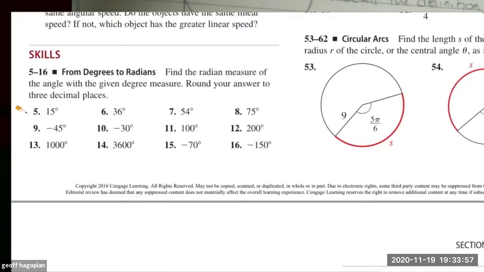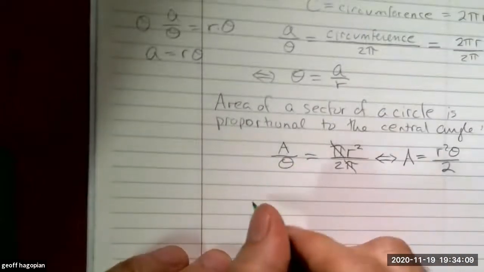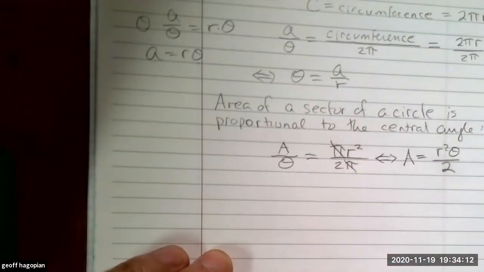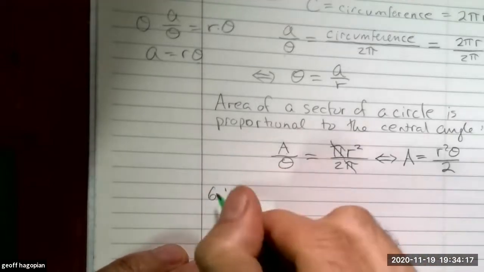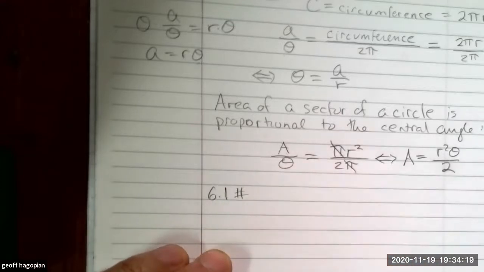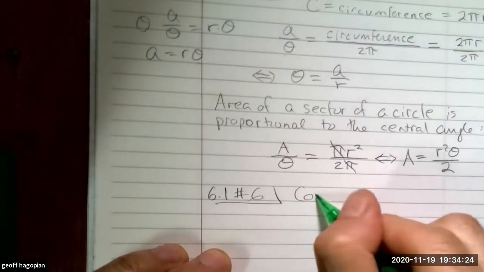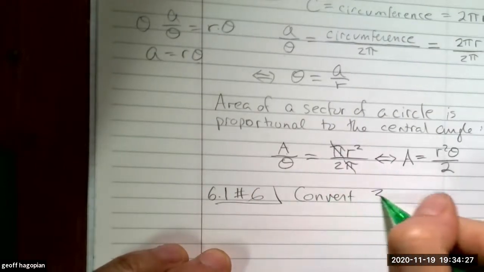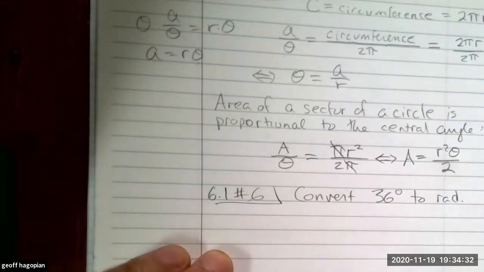Okay, convert from degrees to radians. So should we try a few of these? I like 36. 36 is a cool one. Let's do that one. Why do I think it's cool? Well, so we have, this is 6.1. Number 6. And they say convert 36 degrees to radians. I'll abbreviate rad.